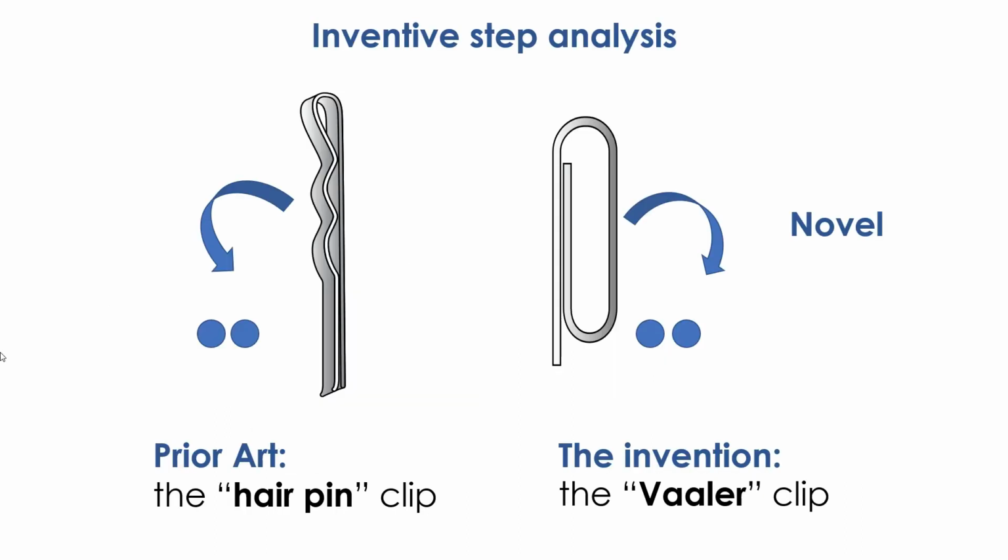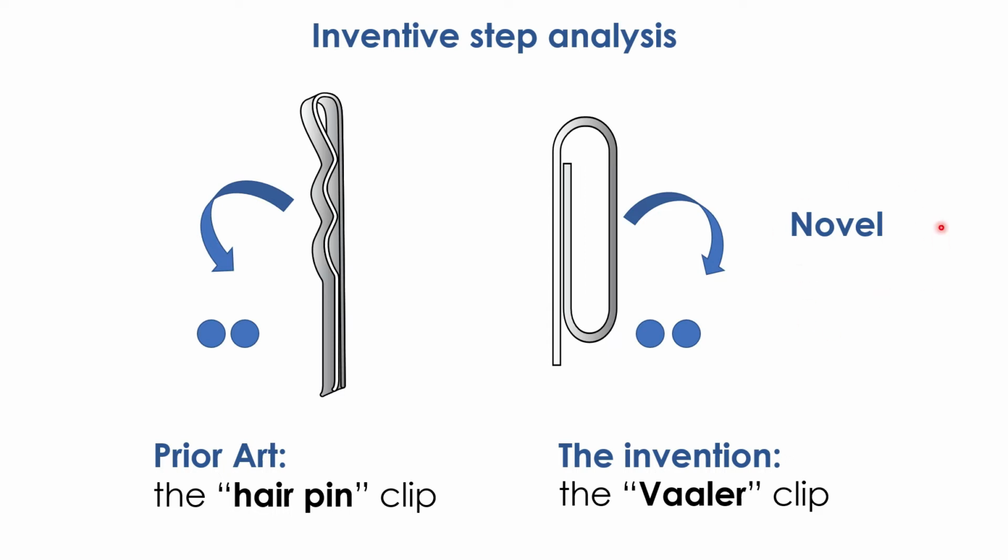In the previous lesson, where we talked about novelty, we assessed whether or not this Valor clip here is novel over the hairpin clip, and we were able to come up with a claim that indeed contained the novel feature of the Valor clip over that of the hairpin. And thus, we came up with a conclusion that the Valor clip is indeed novel.